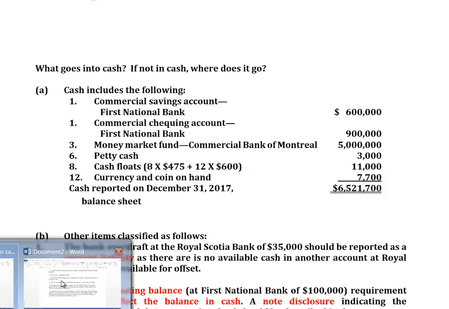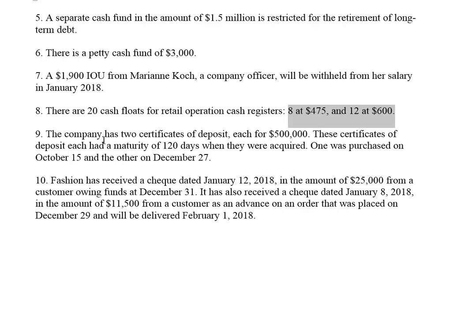Now, if we go down to item number 9, we're going to see that the company has 2 certificates of deposit, each for $500,000. Each of these certificates has a maturity of 120 days. Now, this should be a red flag to you right here. If the maturity is 120 days, we know for certain it can't be a cash equivalent, because cash equivalents have a maturity of 3 months or less. Well, 3 months would be around 90 days on average. So we know it's not going to be a cash equivalent.